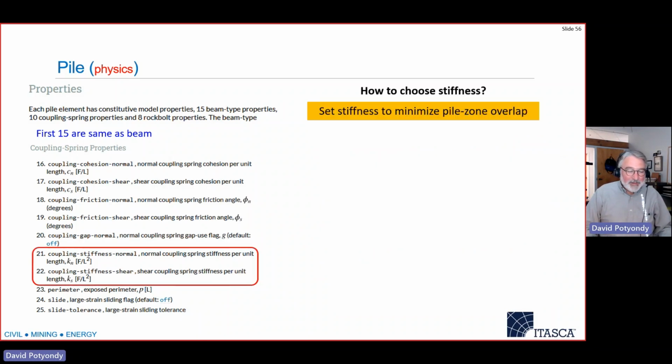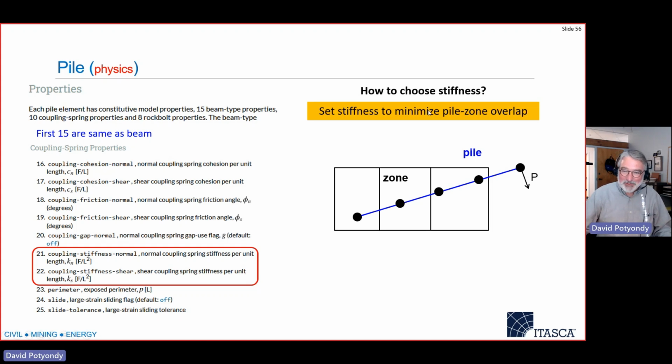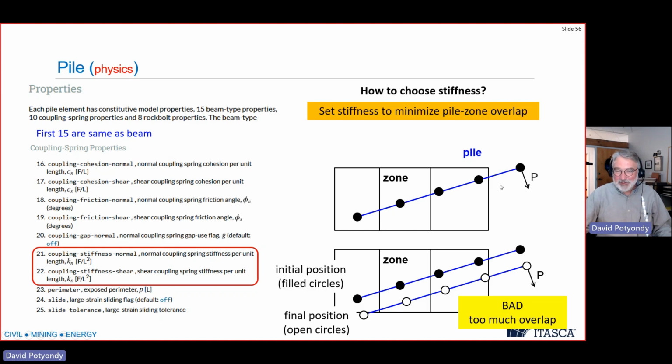The biggest important issue is how do you choose these stiffnesses for these systems? This is the interface stiffness. You need to choose that stiffness large enough so that you don't get a huge amount of relative motion between the pile and the zone. Here's my example. Here's my pile, being loaded this way. Let's assume that the stiffnesses were so low that it just moved this much. This would be bad, too much overlap. What you want is this amount of displacement to be small.